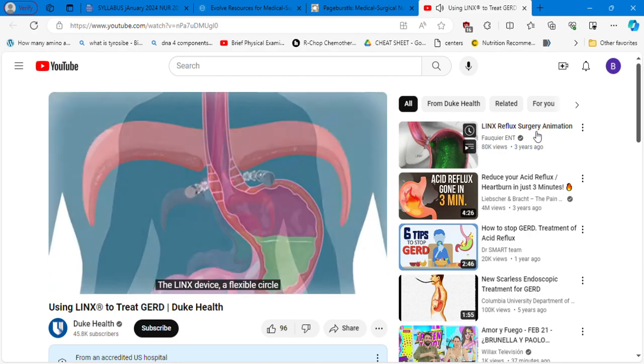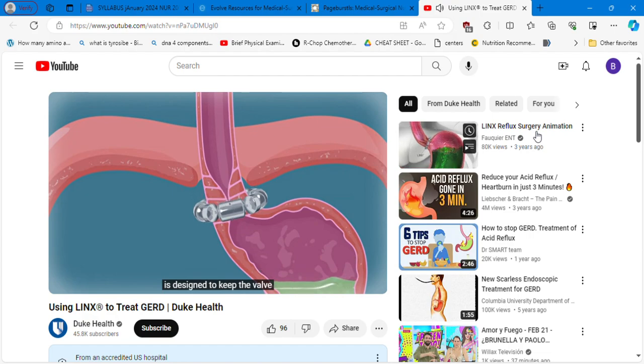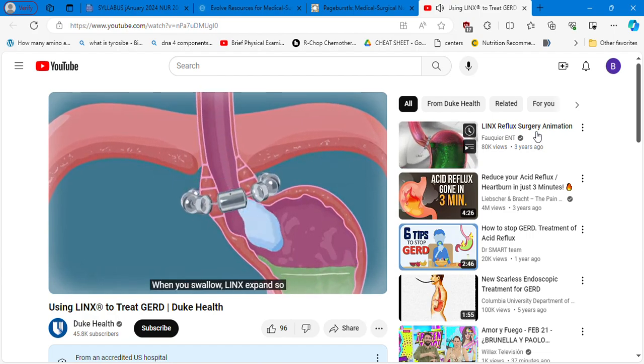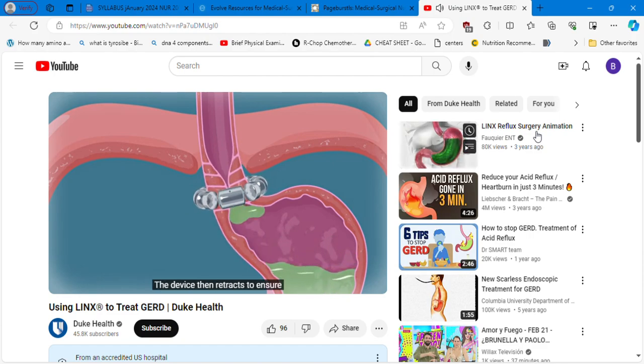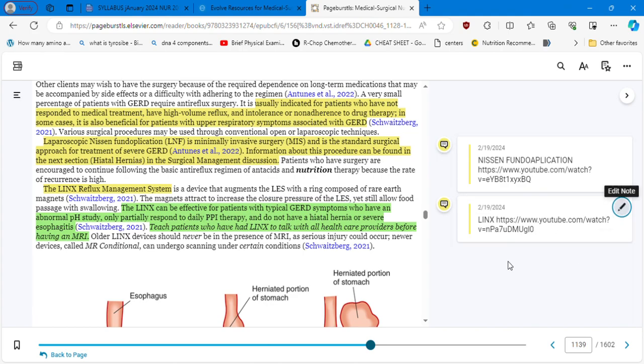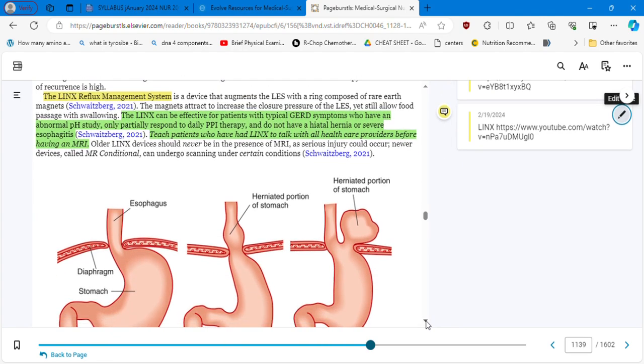The LINX device, a flexible circle of magnetic beads, is designed to keep the valve closed to prevent acid reflux. When you swallow, LINX expands so food and liquid can enter the stomach. The device then retracts to ensure that the valve closes completely and stays closed. Okay, so that's another approach. They are going to put like a bracelet around the LES in order to control the opening and closure.